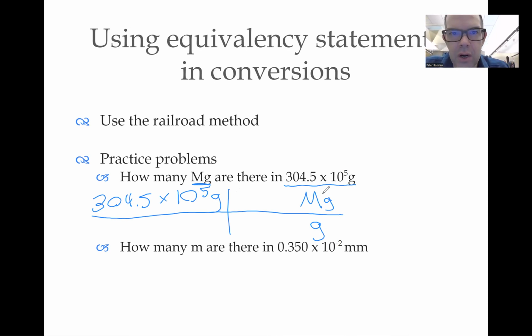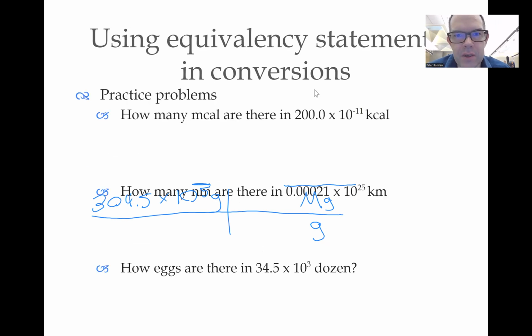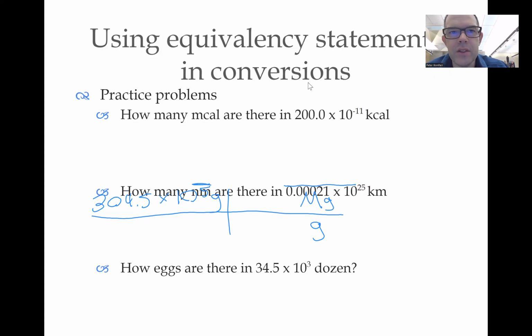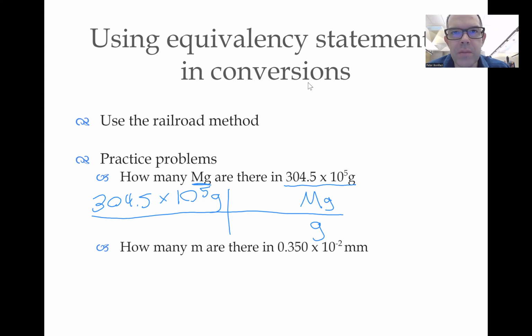Now you use your chart. So if I go back a couple slides here, one second. Mega is 10 to the minus 6 is 1 base unit. So 10 to the minus 6 is equal to 1 base unit. Okay, so now it's all set up.